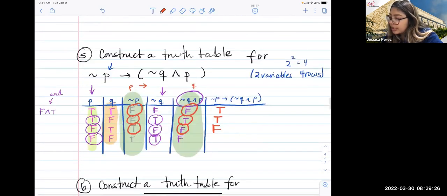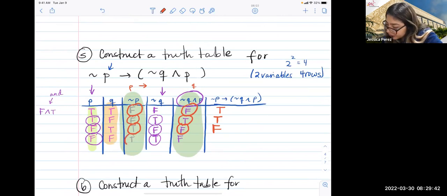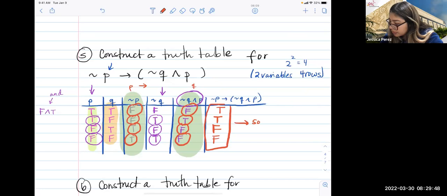Right here, F and F, that's a true. F implies T, that's a true. Now T implies F, that's an F, and then T, F again, it's an F. So your answer is this one. This is your solution. TTF. Okay. And that is your truth table for this particular.